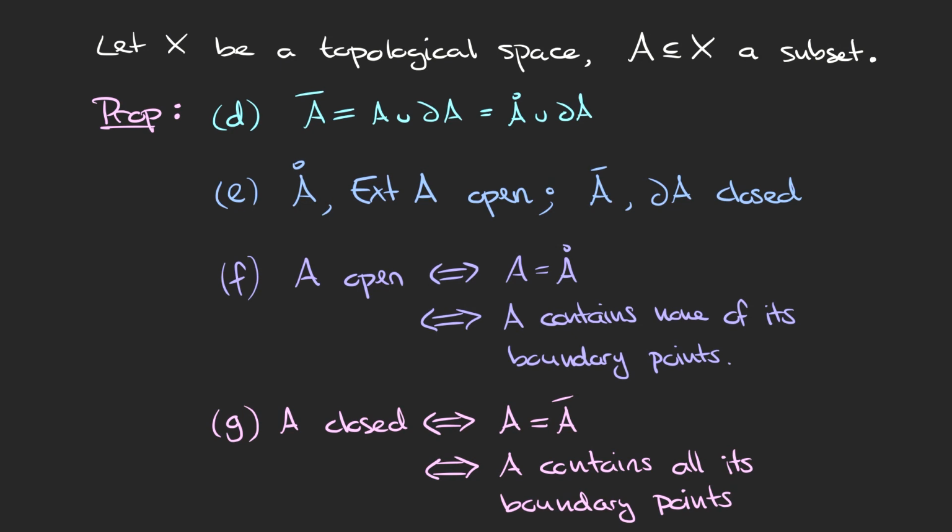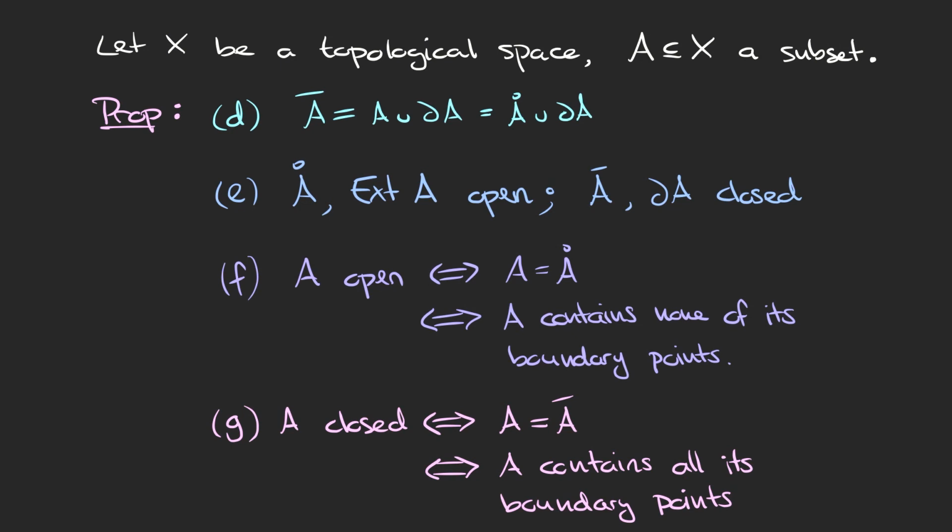So if we combine statement F with statement A, then checking for a subset being open is the same thing as showing that for any point in that set, we can find a neighborhood around that point that's completely contained in the set. And similarly, if we want to show that a set is closed, then we can just take an arbitrary point in its complement and show that there's some neighborhood around that point that's completely contained in the complement.